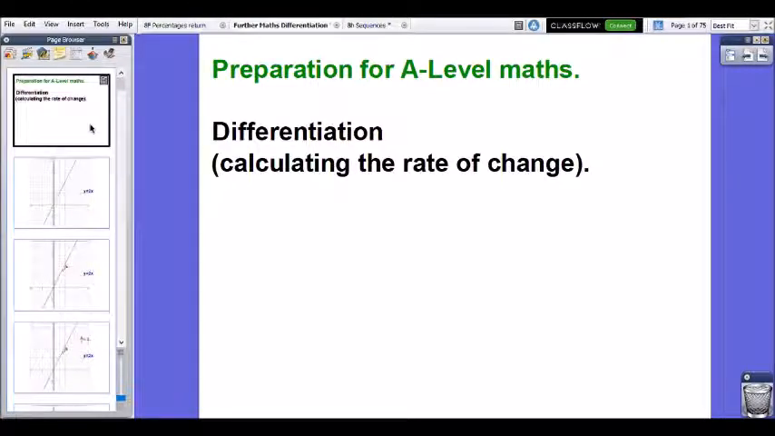I thought I'd just put together a video aimed at any of you who are going to be taking A-level maths from September onwards. So in this video I'm going to introduce one of the most important skills that you'll learn at A-levels. It's called differentiation, and you haven't seen it before, but it does build upon some of the skills that we've done at GCSE.